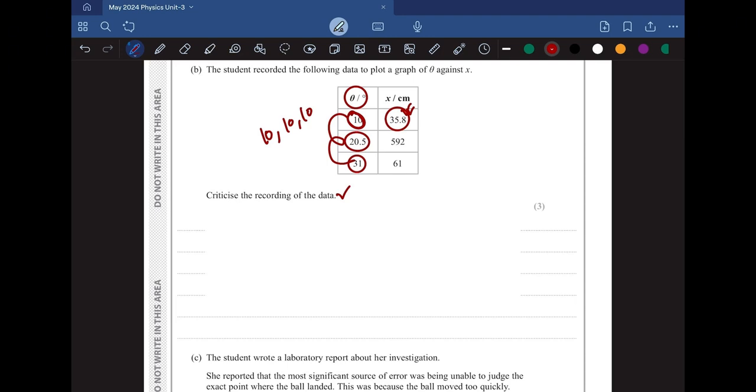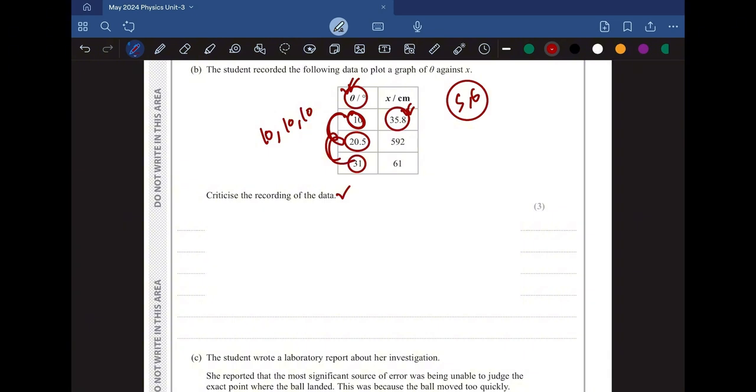And the third way I will criticize them is there are only 3 sets of data, and we need at least 5 or 6 sets of data to draw a graph, right? So basically this is a very small set of data that they have provided us with, or they have only calculated with only 3 different values of theta. They should have calculated with more different values of theta to be able to draw a reliable graph.